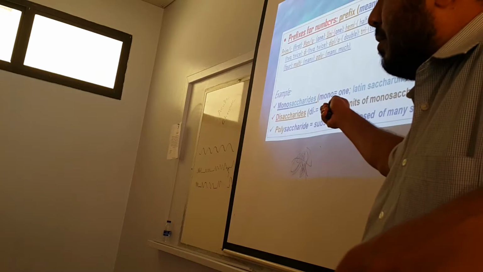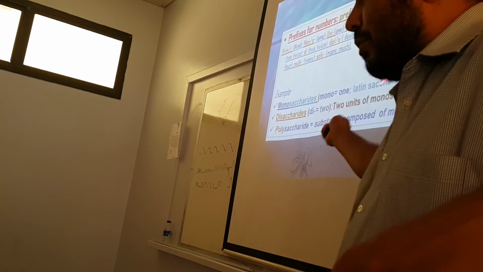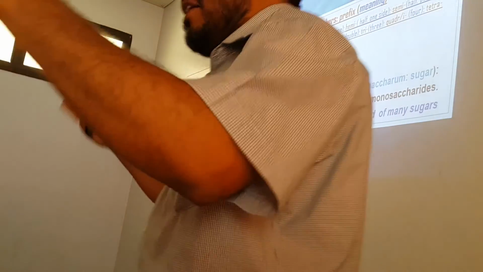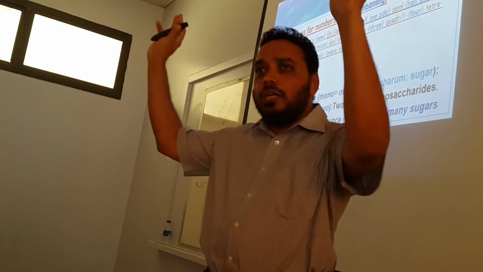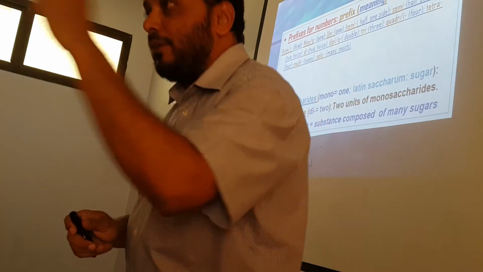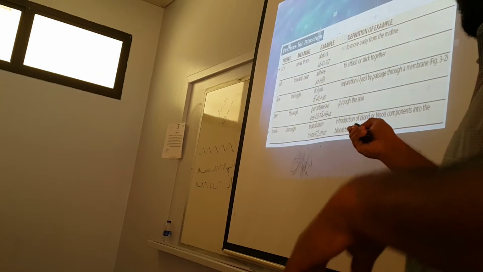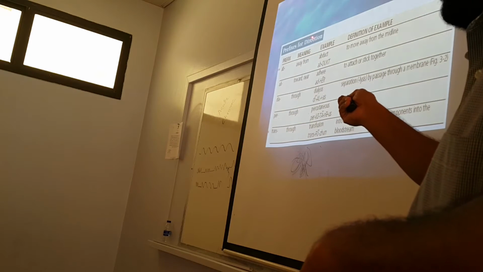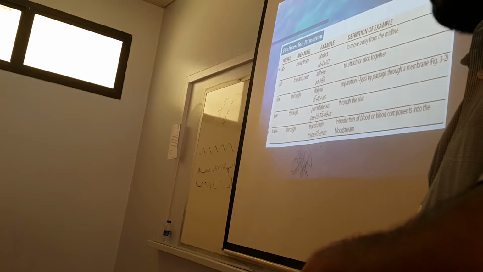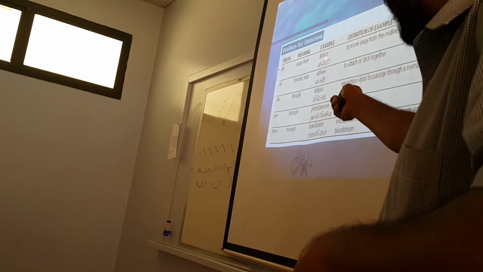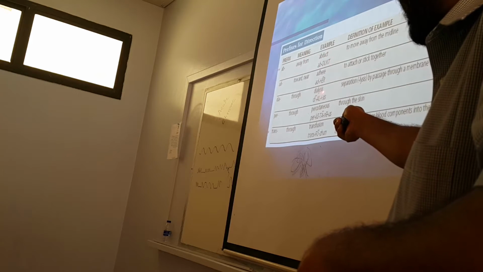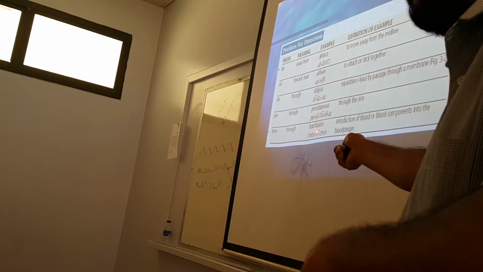Prefixes for numbers. You know this, isn't it? Mono, di, tri, tetra, poly. Prefixes for numbers. Example. Prefixes for direction. See. Abduct, adhere, dialysis, percutaneous, transfusion.